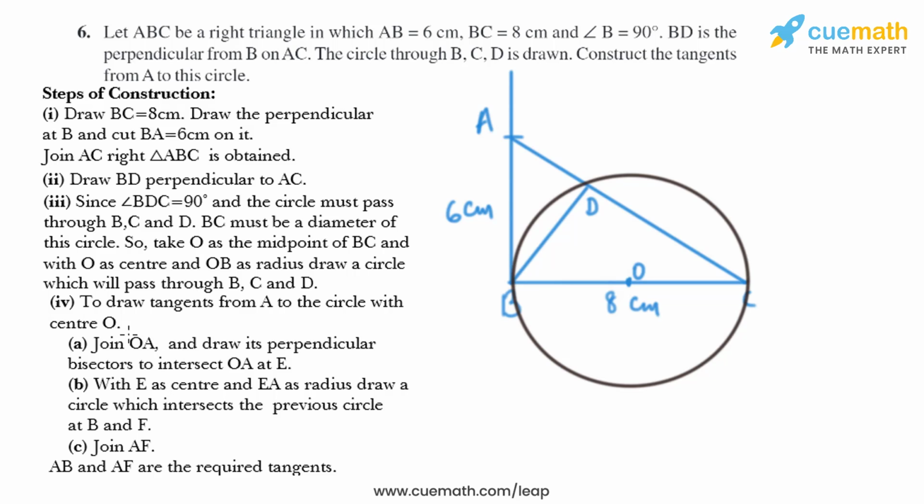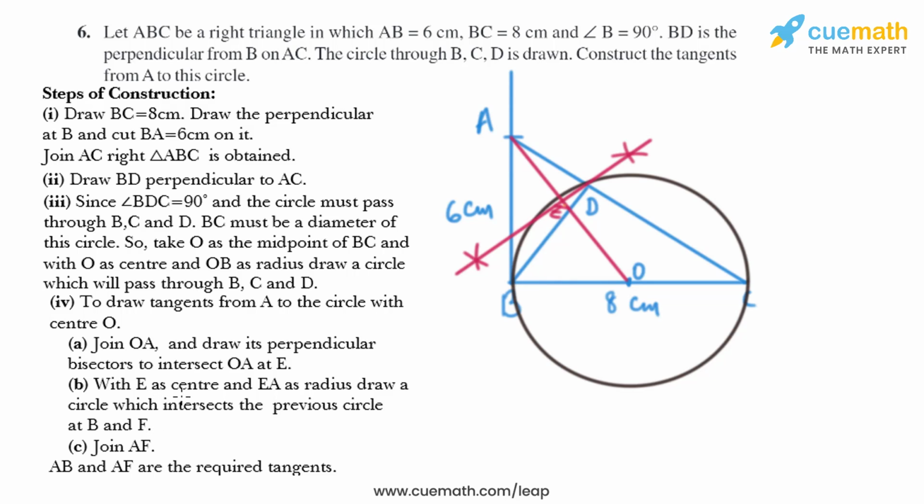Now let's move on to the next step. Draw tangents from A to the circle with center O. Join OA and draw its perpendicular bisector to intersect OA at E. So first of all we need to join OA. Then we need to draw its perpendicular bisector. So we'll draw the perpendicular bisector of OA and we'll name the point of intersection as E.